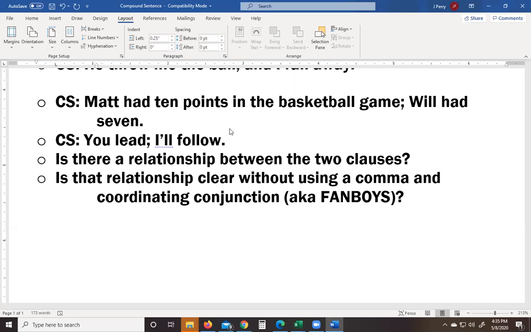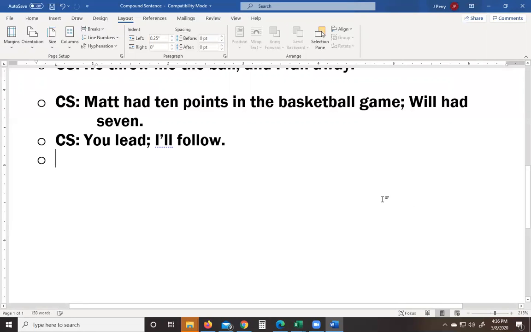Yeah, we're talking about some kind of leadership phenomenon that's happening. Is the relationship clear without using a comma and a coordinating conjunction? Absolutely. If I left that out, and I just put a comma but no FANBOYS, then what I've got here is a run-on sentence, also known as a comma splice. You can still have another type of run-on sentence. It's called a fused sentence, where we have nothing in between them. We don't have a comma, we don't have a coordinating conjunction, we have nothing.